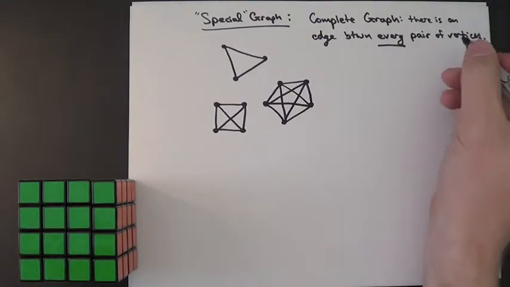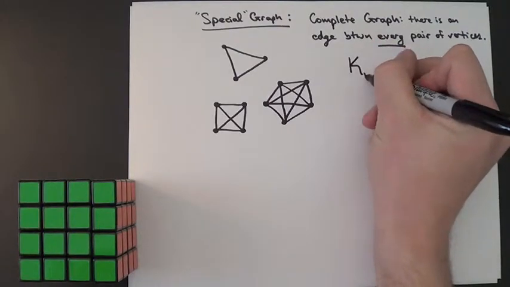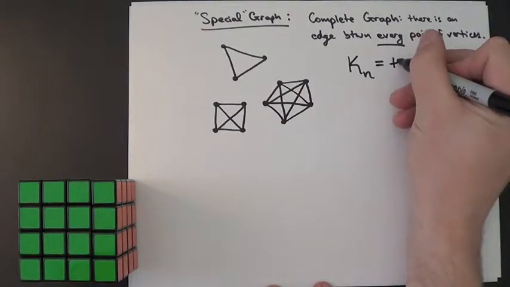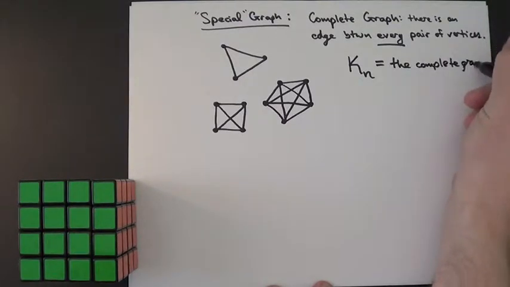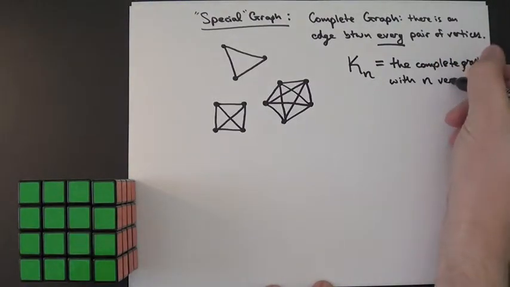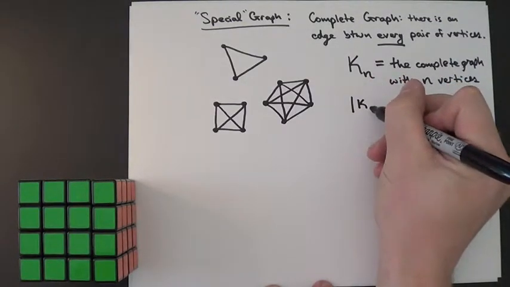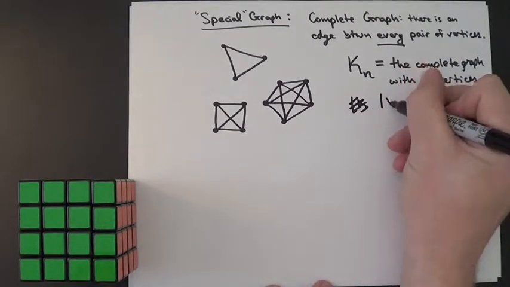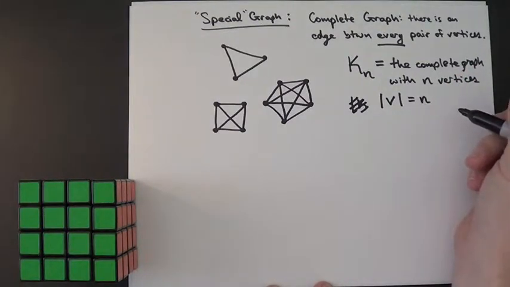These are often denoted as K sub n. In other words, this is the complete graph with n vertices. We could say that the cardinality of V, the set of all vertices, is n.